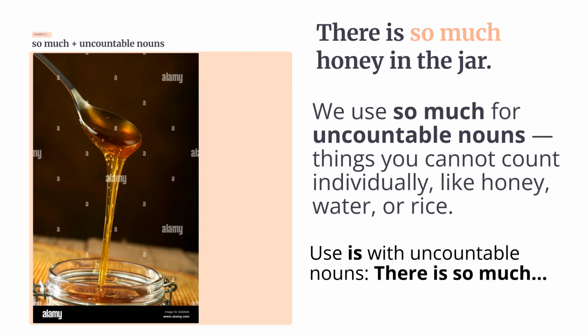Here is example 3, showing so much with uncountable nouns. Look at the sentence. There is so much honey in the jar. We use so much for uncountable nouns, which are things you cannot count individually, like honey, water, or rice. Always use the singular verb is with uncountable nouns, saying there is so much.